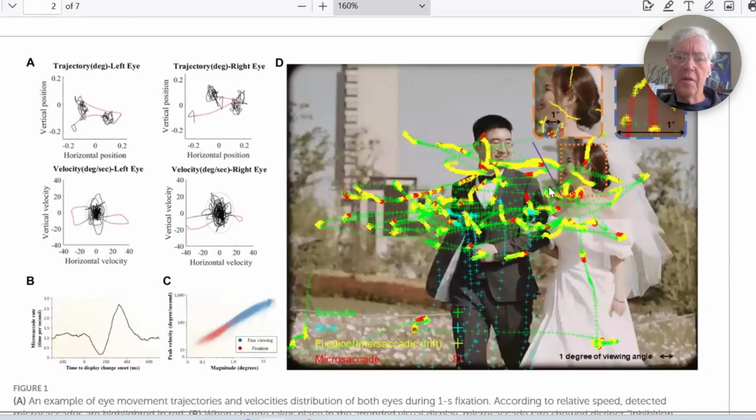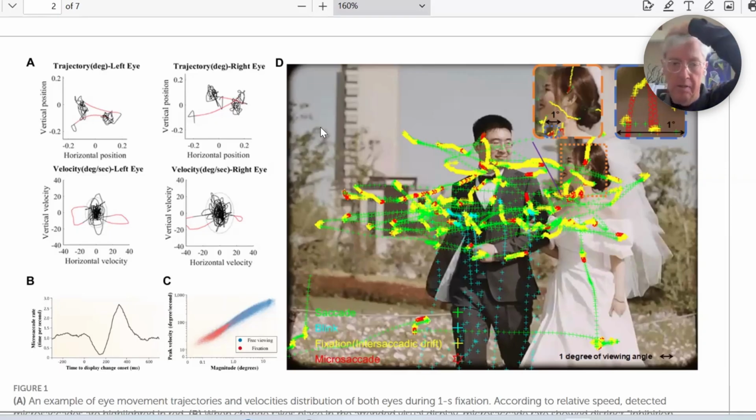This is an interesting image. It shows several things going on here. It shows saccades, which are green. It shows when you think you're fixating but you're drifting, that's in yellow. And then there's micro-saccades, which are red. It's confusing. The point of this is that your eyes are moving all the time.